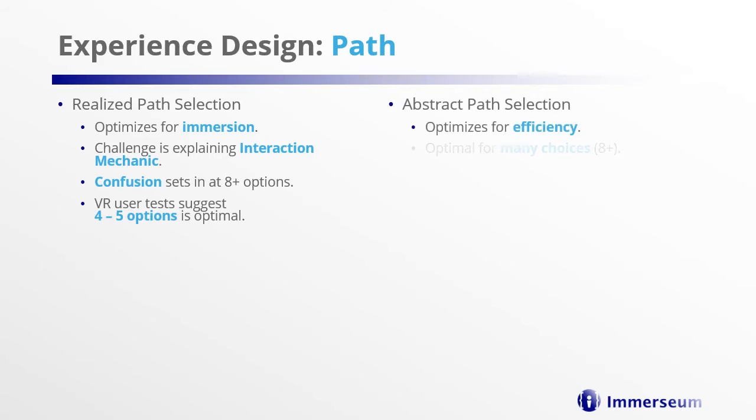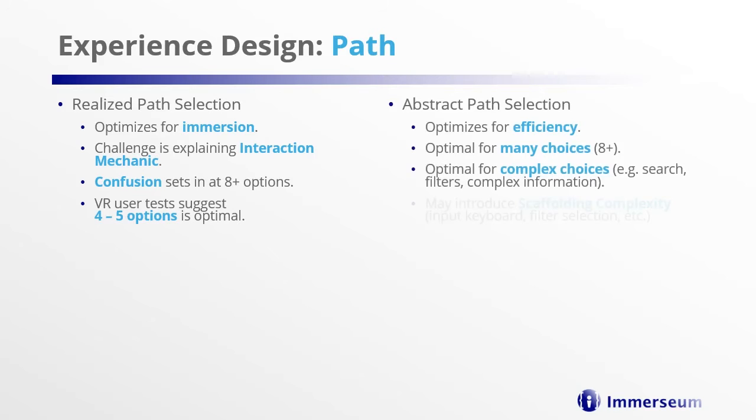Now, the abstract path selection model optimizes efficiency. It doesn't optimize immersion, right? Because you've got this abstract menu thing, right? It's not part of the real world, even your simulated real world. But what it does do is it helps you relatively quickly navigate through many different choices, like the, however many tens or hundreds of VR experiences you have in Oculus Home or in Steam VR.